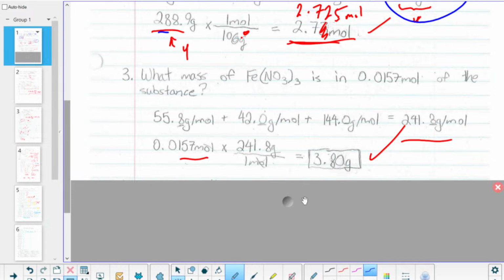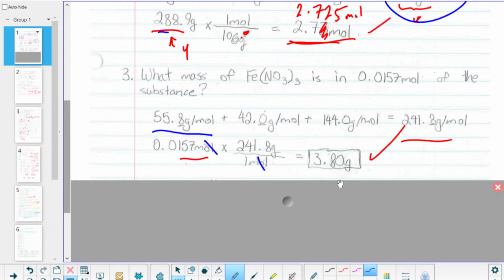Yeah, there we go. What is the mass of 0.157 moles of the substance? You need the molar mass. Add them all up, 241.3 grams per mole. Multiply those together, moles cancels. You end up with 3.80 grams. 3 sig figs, 3 sig figs.